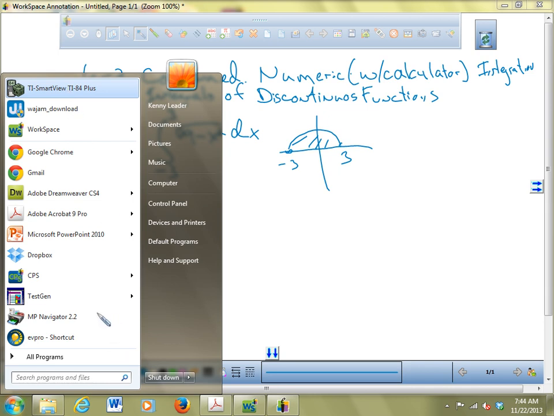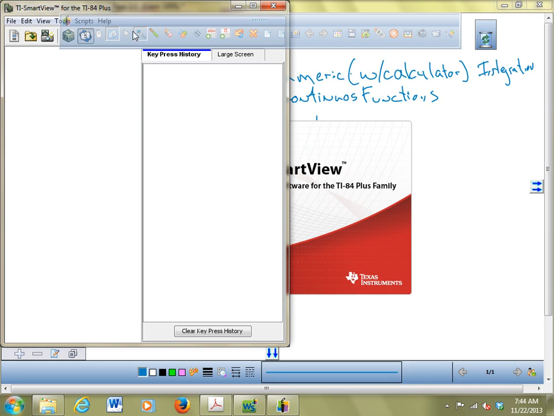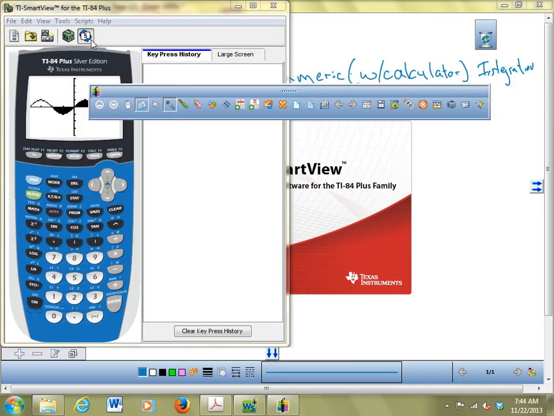There are a couple of different ways that you can plug it into your calculator. The first way is to graph the function, and I think that's the easiest way and also the best way.